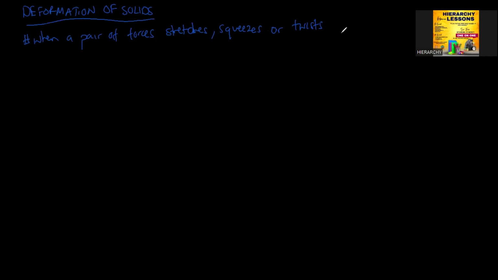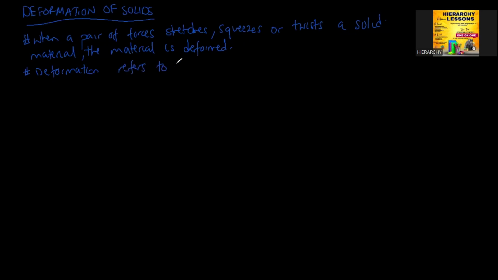So when a pair of forces stretches, squeezes, or twists a solid material, the material is deformed. We say the material is deformed. So that's what we mean. Deformation refers to the change or distortion of the shape and size of the material. So that's what deformation is: the change or distortion of the shape and size of the material.